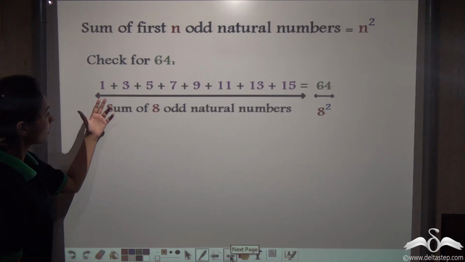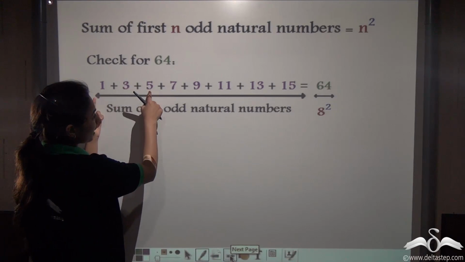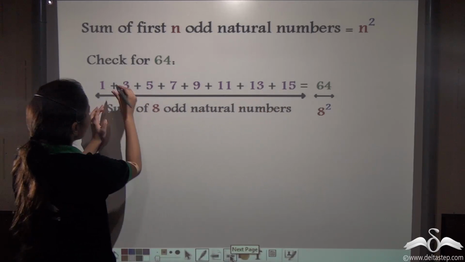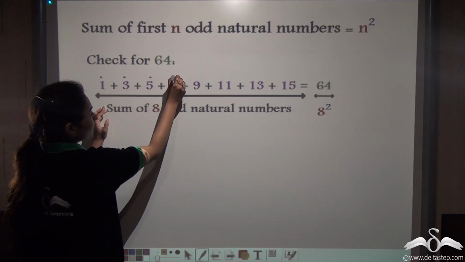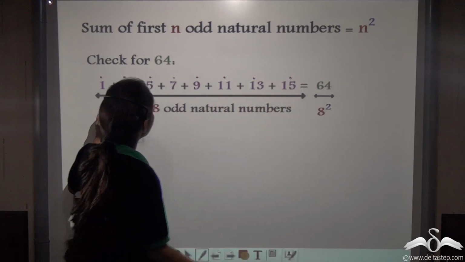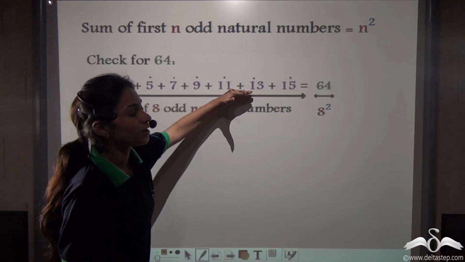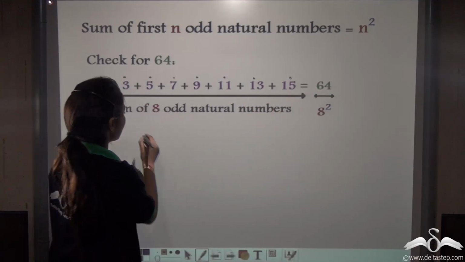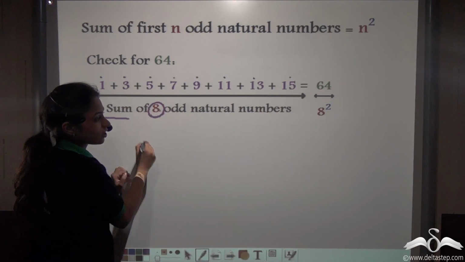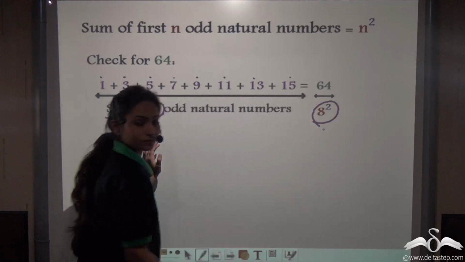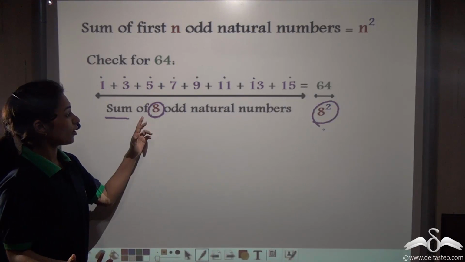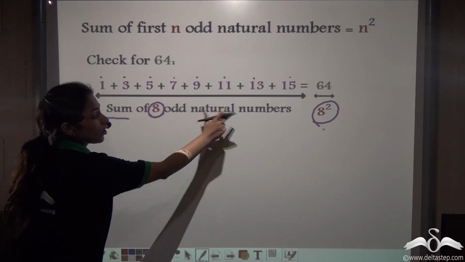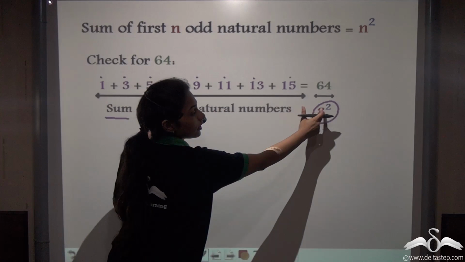Let's see. 1 plus 3 plus 5 plus 7 plus 9 plus 11 plus 13 plus 15. That goes for 1, 2, 3, 4, 5, 6, 7, 8, the first 8 odd natural numbers. When we add them, we get 64. So you can say that the sum of 8 odd natural numbers gives us 8 square. Is that true for 9, 10, 11, any number? Yes, the sum of 9 odd natural numbers would give you 9 square.